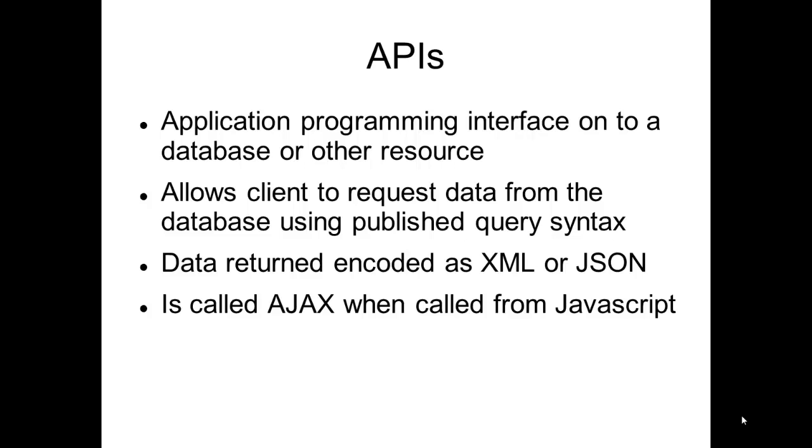So this is where JSON and XML come in. You make a request to a web server, to an API, to return some data. It goes and queries the database, returns the data, and the data gets returned, often as XML or JSON format. And it's called AJAX when it's called from JavaScript, and we'll see that.